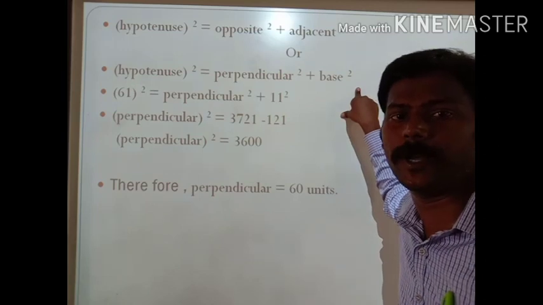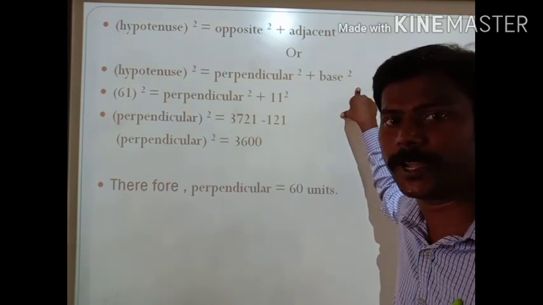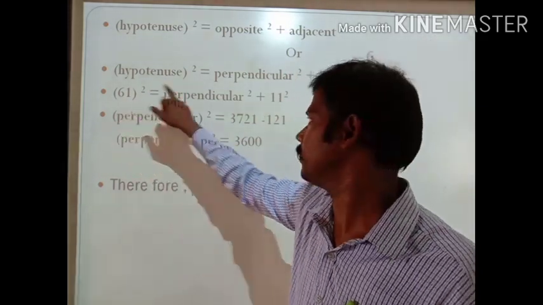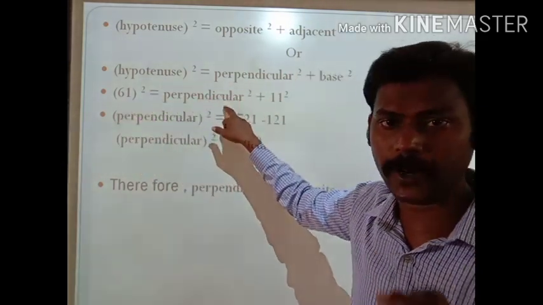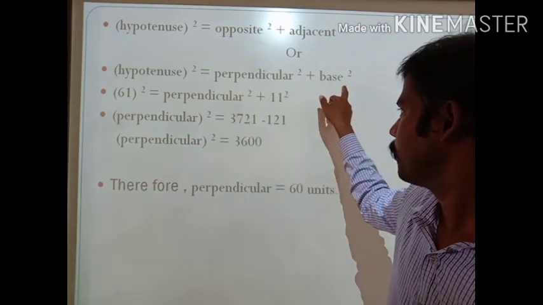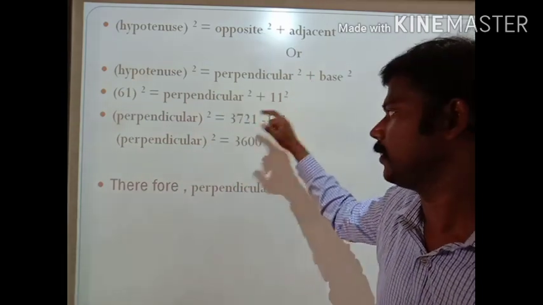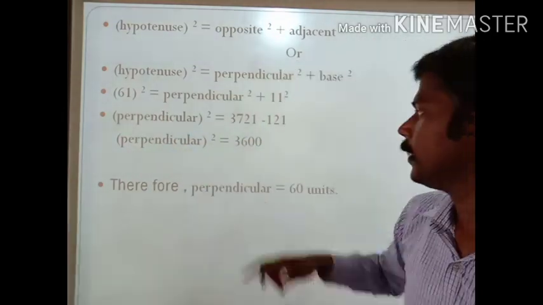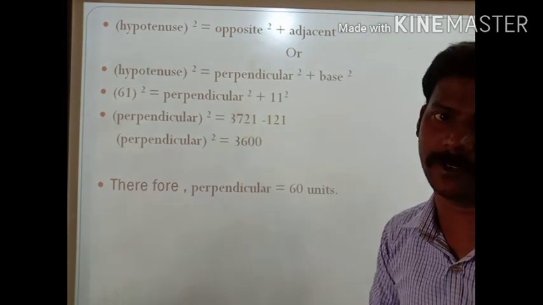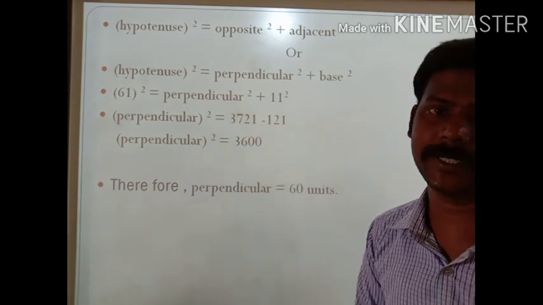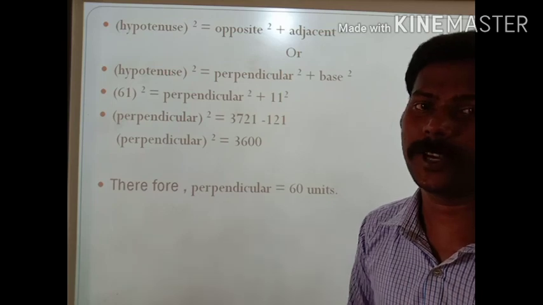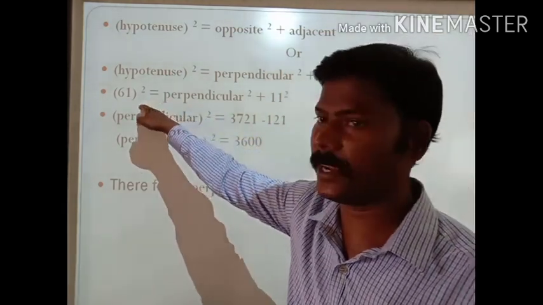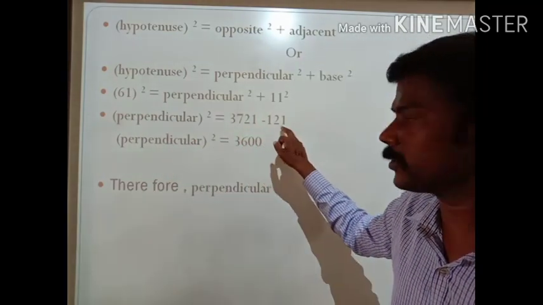From the given problem, we substitute the values we know. Hypotenuse 61 square, perpendicular square we don't know, right? Plus base value, 11 square. So, perpendicular square equal to 61 into 61, multiply, 3721. 11 square value how much? 121. I can transpose the values. 11 square on this side, 3721 minus 121.